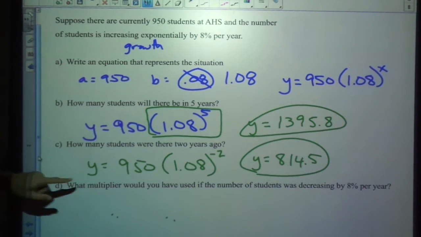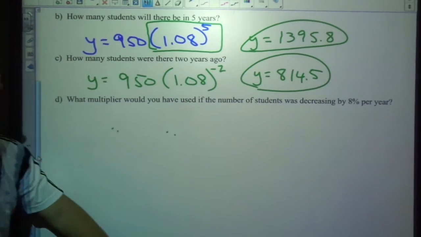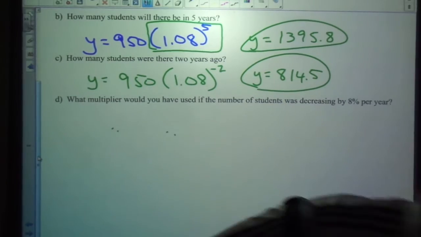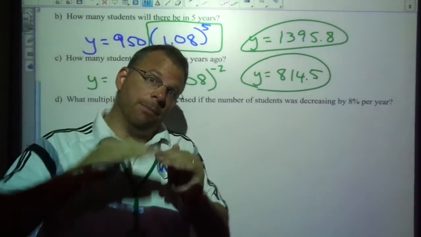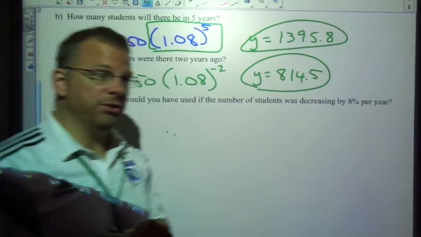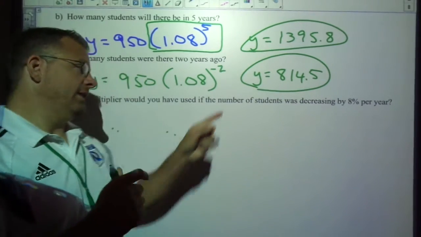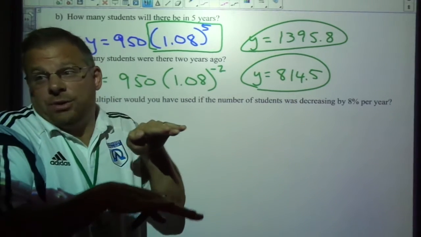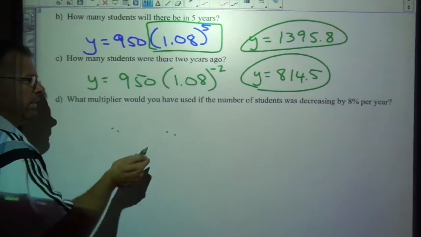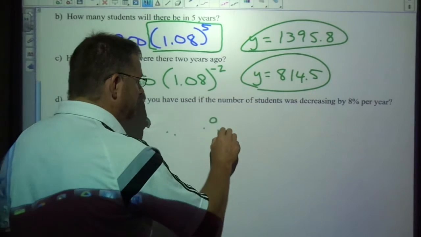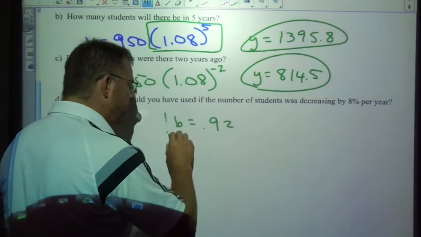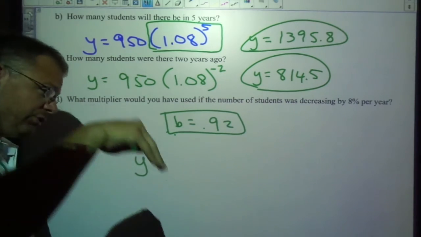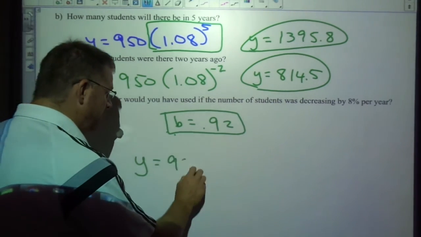Then this says, what multiplier would you have used if the number of students was decreasing by 8%? Well, remember when I said that the growth is amount above 1 or above 100%, so we did 1.08. If it's decreasing, that's 8% below 1. Let's just subtract. And 1 minus 0.08 would be 0.92. The b value would be 0.92. So I would have had my equation, if it said the population was dropping by 8%, I would write it like this.